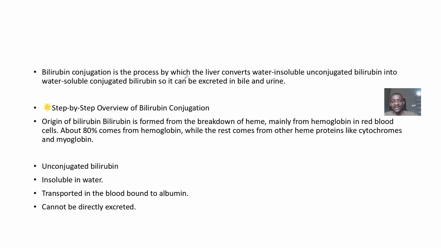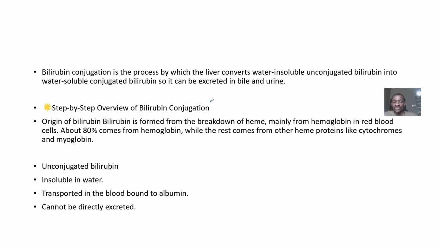So it's a process by which the liver converts water-insoluble unconjugated bilirubin into water-soluble conjugated bilirubin. It is doing this so that it can be excreted in bile and urine. Okay. So what's the step-by-step overview of bilirubin conjugation?